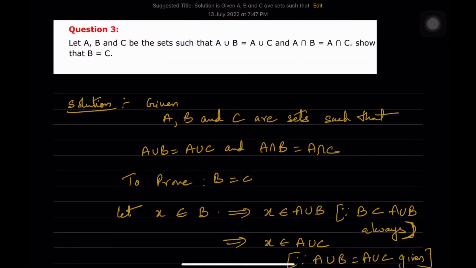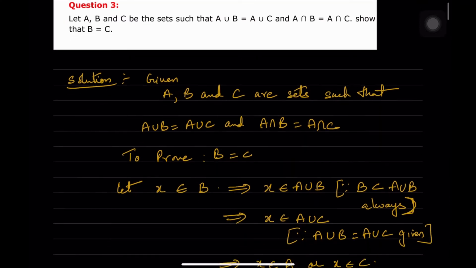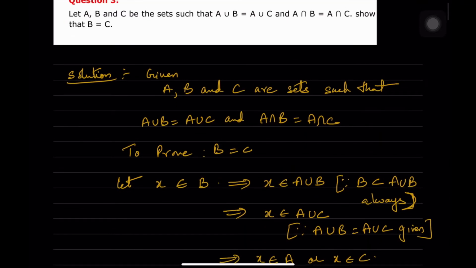Let A, B and C be sets such that A union B is equal to A union C and A intersection B is equal to A intersection C. Show that B is equal to C. So now what is given in this? We have A, B and C as sets such that A union B is equal to A union C and A intersection B is equal to A intersection C. To prove that B is equal to C, let us suppose that X belongs to B.